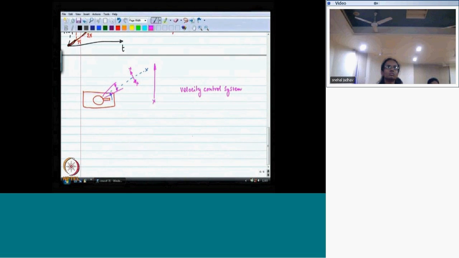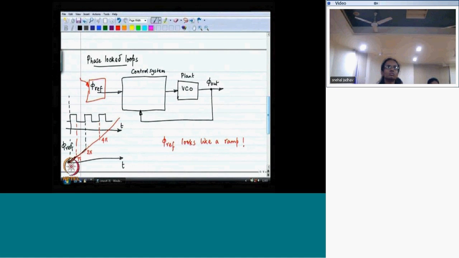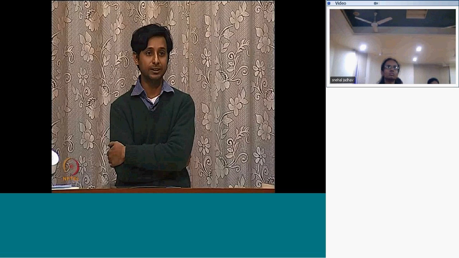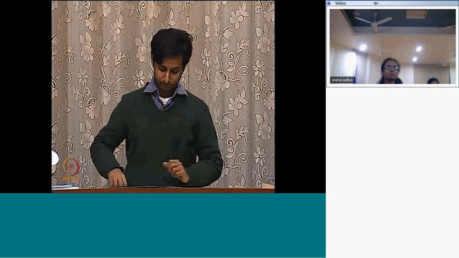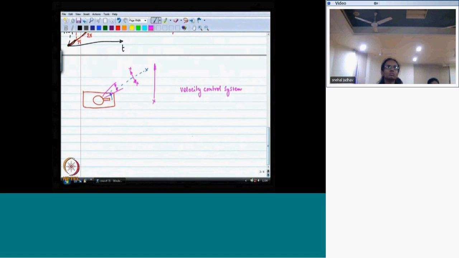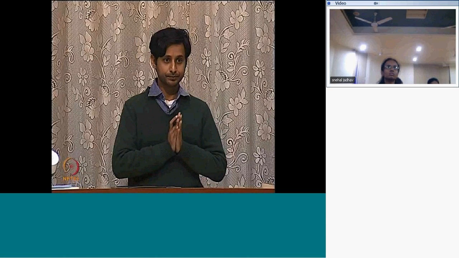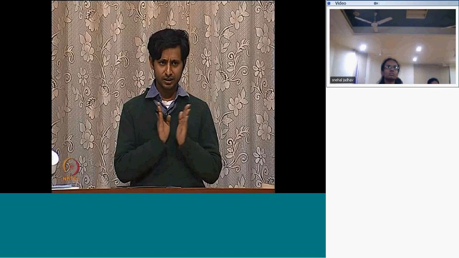The input to track is continuously changing. It's a ramp. The system that we have to build has got to be a velocity control system. This is an important property of the control system that you've got to build. So, for background, let's build something: a control system, a velocity control system.